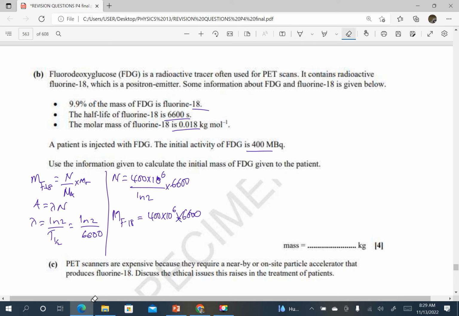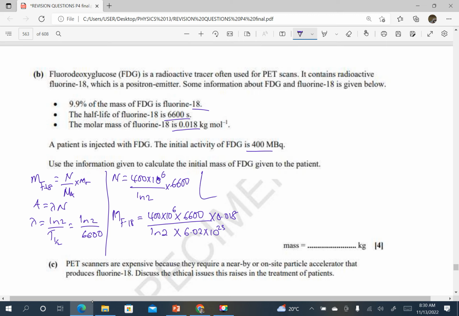Okay, let me write this one to look better. So this is times 6600 divided by ln of 2, that is N alone. So times the molar mass, which is given as 0.018, divided by Avogadro's constant, so this will be over 6.02 times 10 power 23. That is the mass of F18.